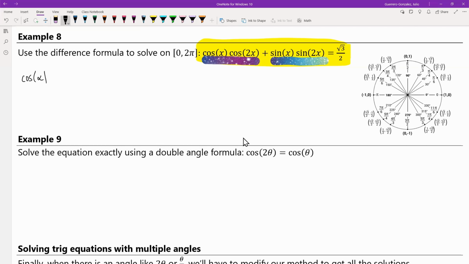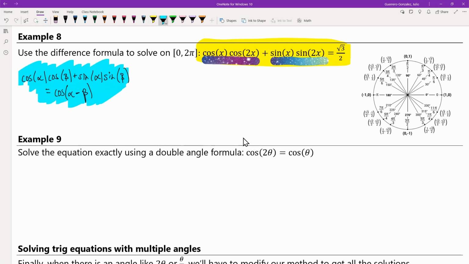Cosine alpha cosine beta plus sine alpha sine beta has got to be equal to cosine of alpha minus beta. This is the trig identity that we're going to need.